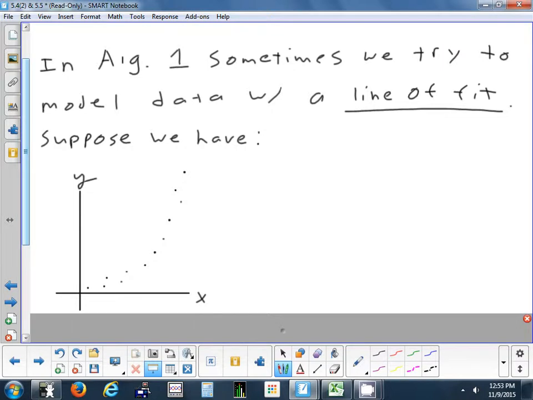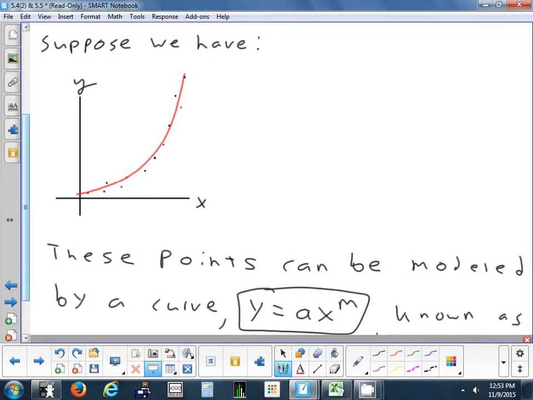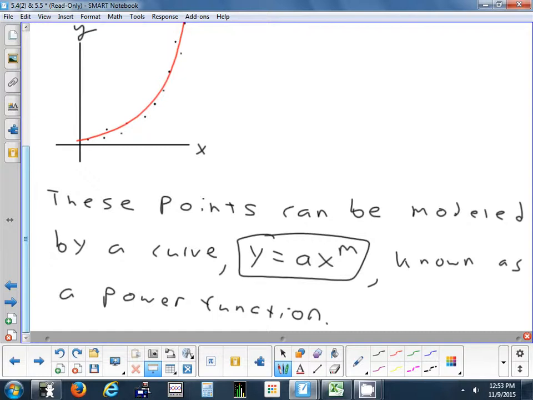Yeah. Because it's a curve. Yeah, I'd say the data, I don't know, I think it follows more of a path like that. Okay, it's kind of starting off slow and then it curves up. Yeah, so this is basically an exponential curve, right? And we can model that with what's called a power function. Okay? And a power function has this format. Y equals ax to the m.